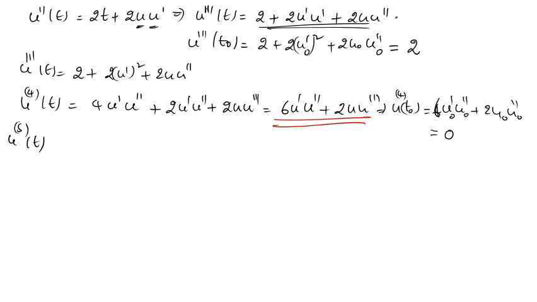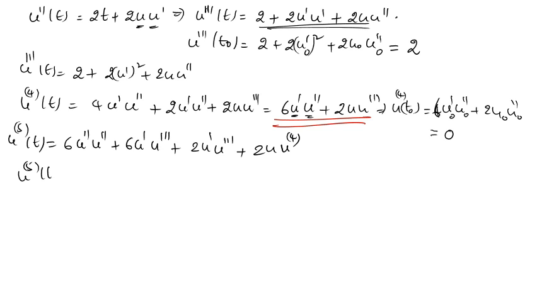Now coming to the fifth derivative. Take one more derivative for this. So this is 6 u double dash square plus 6 u dash u triple dash, and then the next term also, 2 u dash u triple dash plus 2 u fourth derivative. So the fifth derivative at t naught, if I substitute, with the double derivative 0, first derivative 0, u 0, is totally 0.